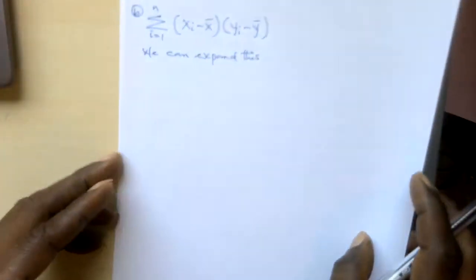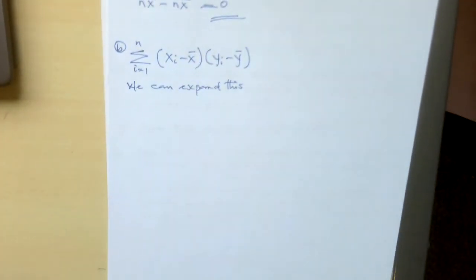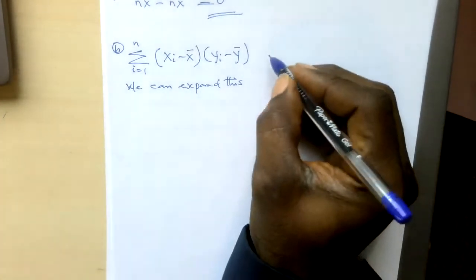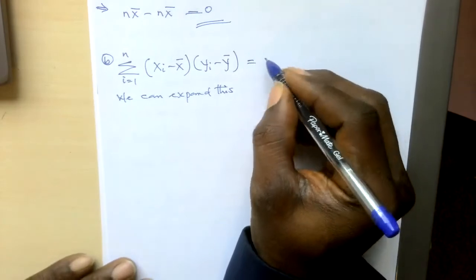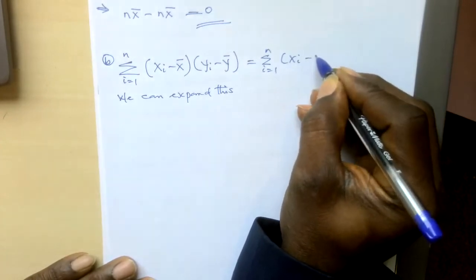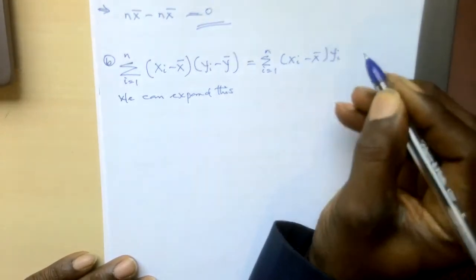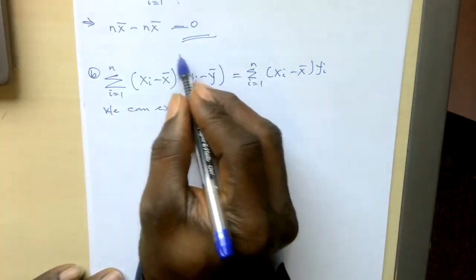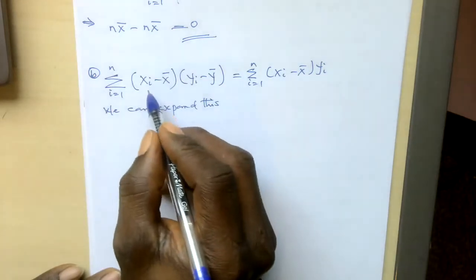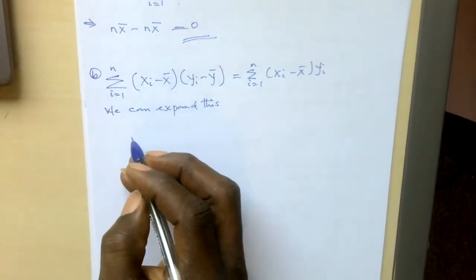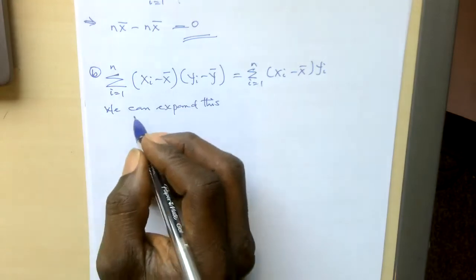So for the second question, say that you are going to prove the second question that says this equals the summation, i equals 1 to n, of xi minus x bar times yi. Right? So now we want to prove that this is equal to this. So let's focus on this now. Now let's expand this.